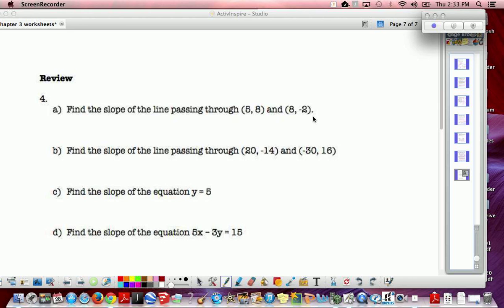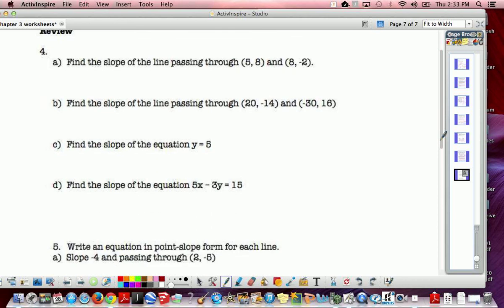All right, the last page of the 3.x worksheet is simply a review of some of the concepts that you were doing in 3.1, 3.2, and 3.3, the last couple worksheets here. So, in number 4a, it just simply asks you to find the slope of the line passing through the points (5, 8) and (8, -2).